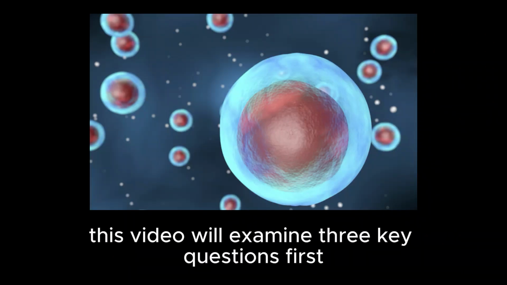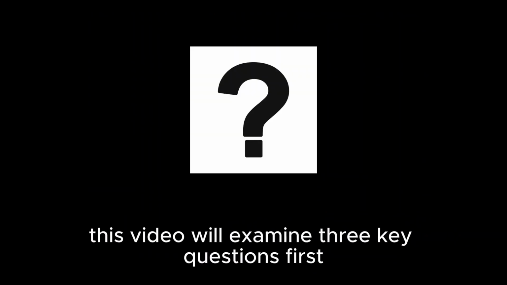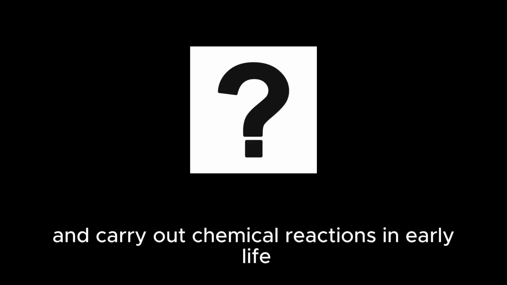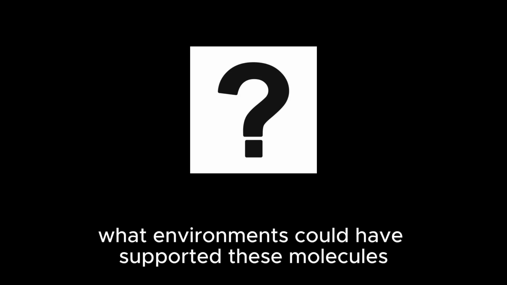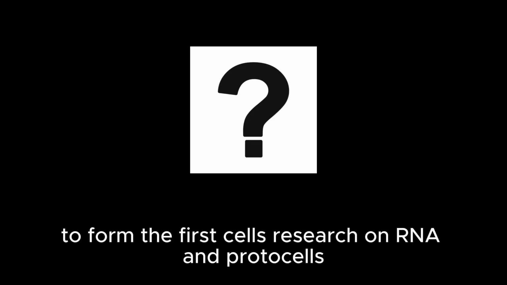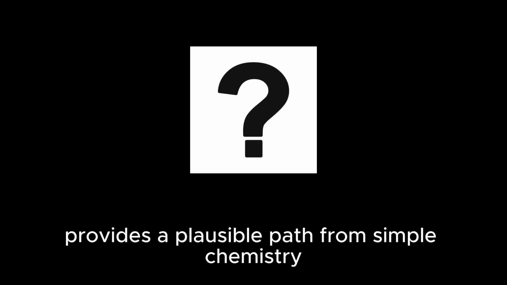This video will examine three key questions. First, what molecules could replicate and carry out chemical reactions in early life? Second, what environments could have supported these molecules? Third, how did these molecules become enclosed in compartments to form the first cells? Research on RNA and protocells provides a plausible path from simple chemistry to the first evolving systems.